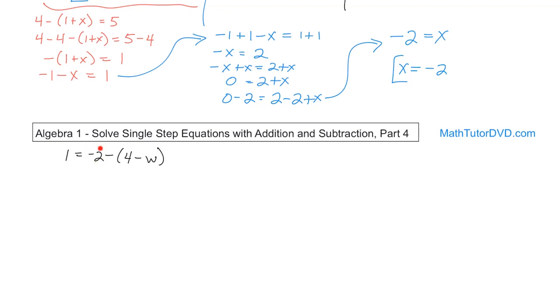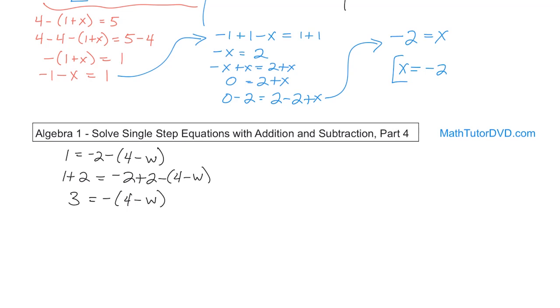So let's get rid of the negative 2 here. The negative 2, we need to get rid of it by adding 2. So 1 plus 2 to the left is equal to, and we'll have negative 2 plus 2 minus 4 minus w on the right. So essentially this goes to 0, and on the left you're going to have 3, and on the right you're going to have negative 4 minus w.